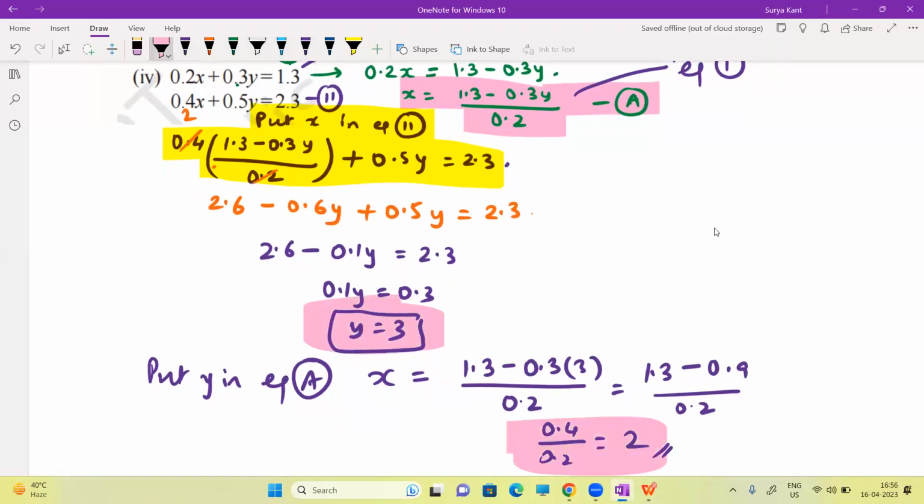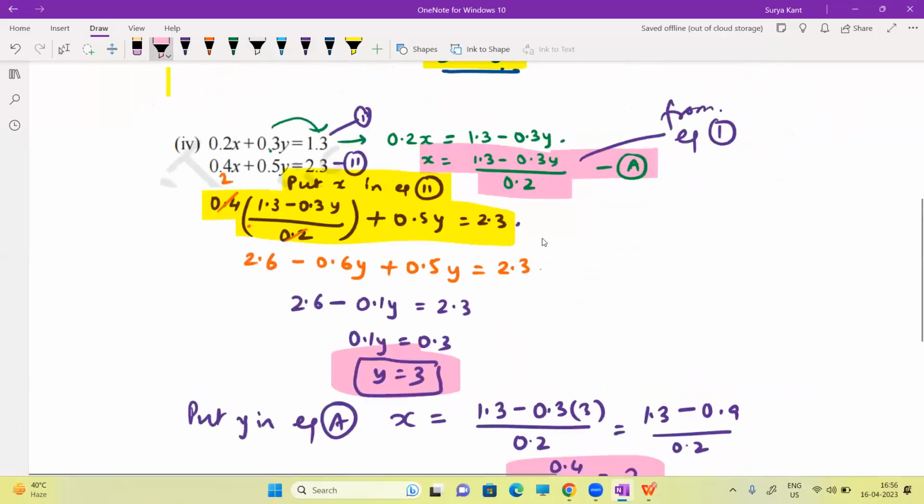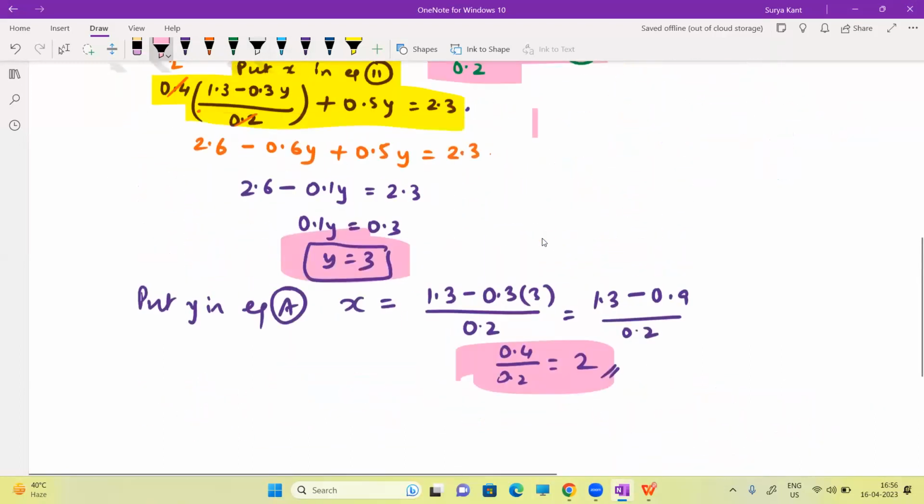So Hansini, after leaving the class, you have to revise from the starting. One question, just try to understand and do it once again, okay? Then only we come to this level and can solve it in the exam also. If you won't solve it again, the same situation will happen.